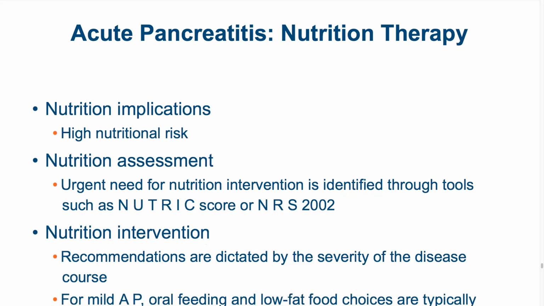Nutrition implications: high nutritional risk. Nutrition assessment: urgent need for nutrition intervention is identified using tools such as the NUTRIC score or the NRS 2002. Interventions could be recommendations or dictated by the severity of the disease course. For mild acute pancreatitis, oral feedings and low-fat food choices are typically tolerated. For severe acute pancreatitis, early enteral nutrition is recommended.